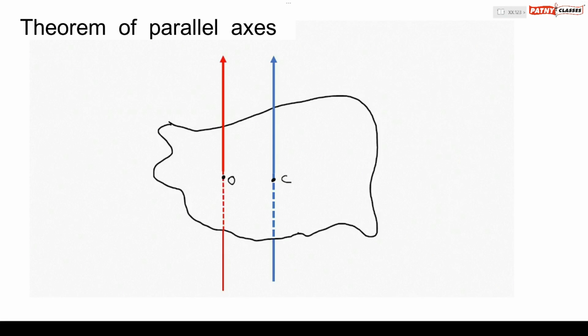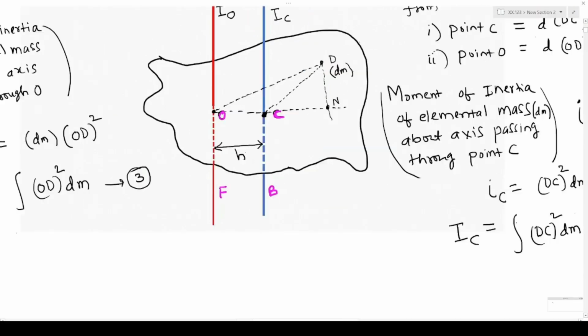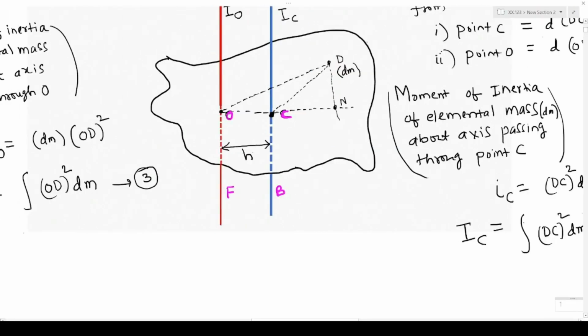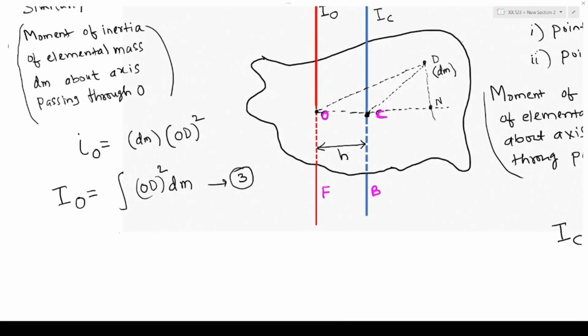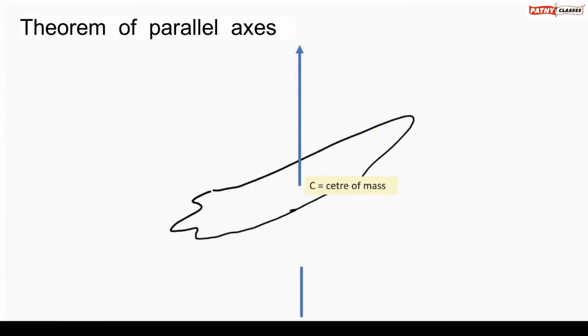In this video, I am going to derive the theorem of parallel axis. I am going to talk about the theorem of parallel axis as well as derive an expression. For that, I need to have a body.